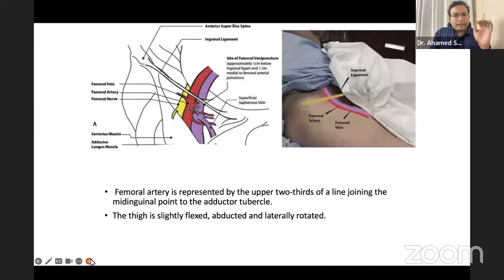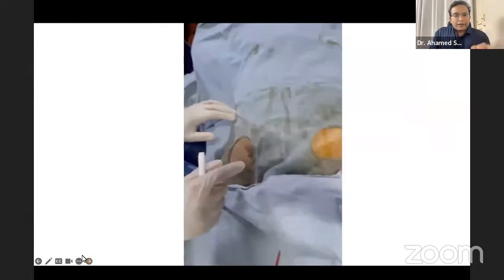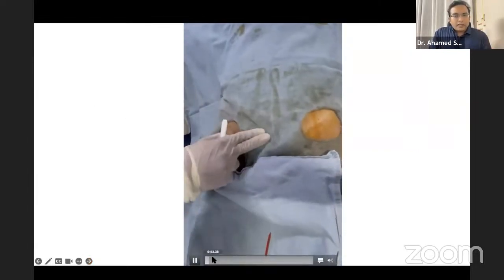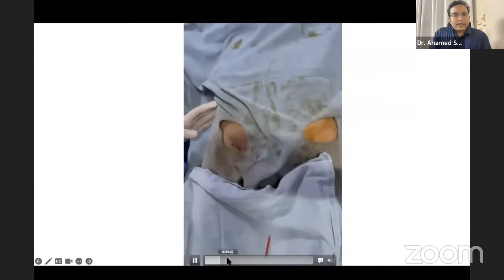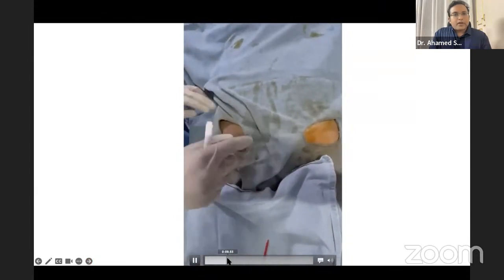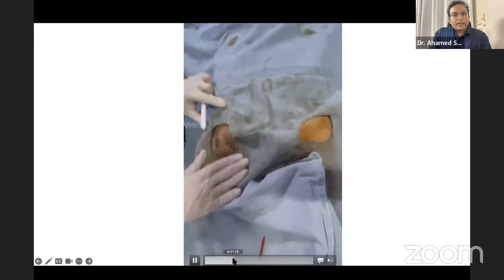Surface marking of this is basically from the anterior superior iliac spine to the pubic symphysis. It is either 3 centimeters or 2 fingerbreadths below the midinguinal point. We try to locate the femoral artery with the 3-finger technique and then go about with the puncture. It is best palpated when the thigh is slightly flexed, abducted, and laterally rotated. This is the anterior superior iliac spine, which I am palpating right now. Then comes the pubic tubercle.